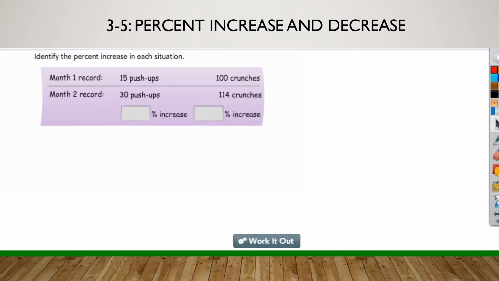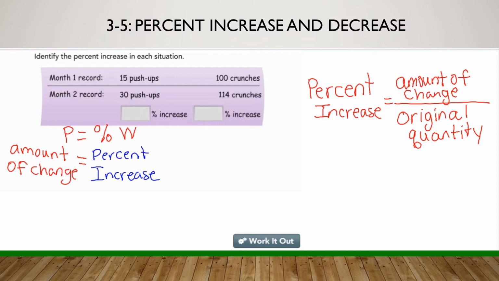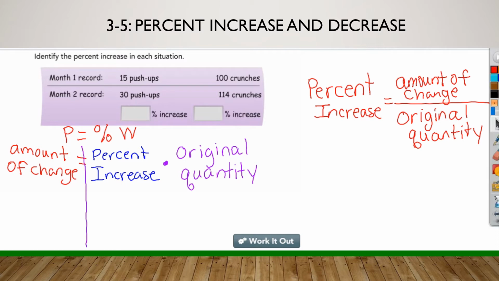In order to figure this problem out, we can use the percent increase formula, which is amount of change over the original quantity. But we can also use the regular percent equation that we've been using, which is part equals percent times whole. But in this case, part represents the amount of change, the percent represents percent increase, and the whole represents the original quantity. So let's go ahead and work out the push-ups. So what is the amount of change?